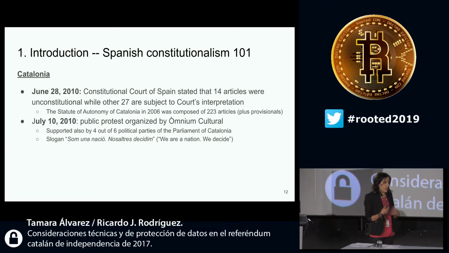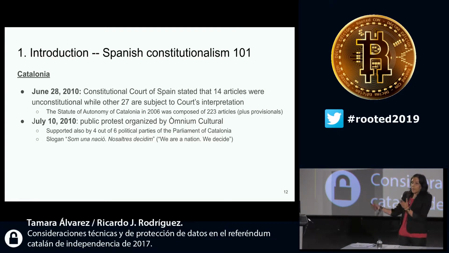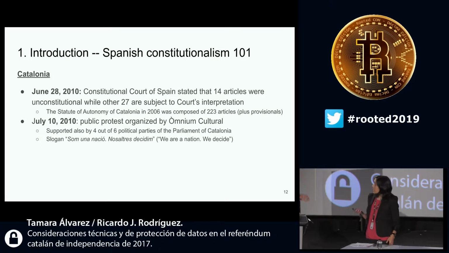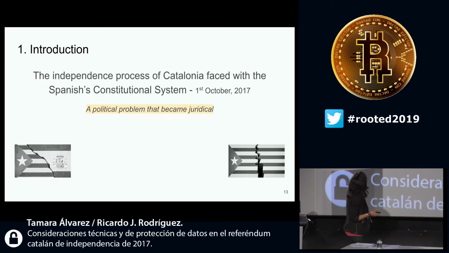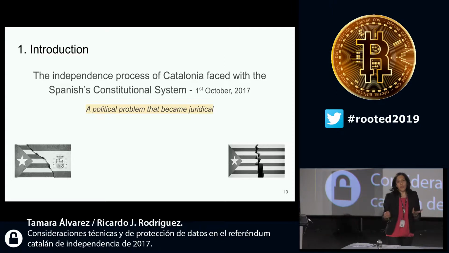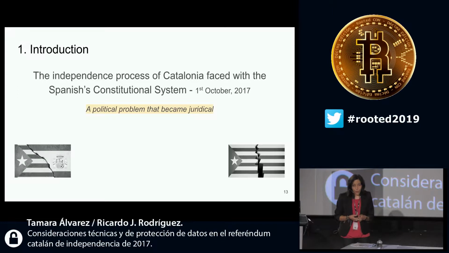And other unconstitutionality appeals were lodged by other parties and other autonomies. Thank you. I forgot to go to the next slide. So we do have this situation here, and we get to the beginning of the independence process in Catalonia.